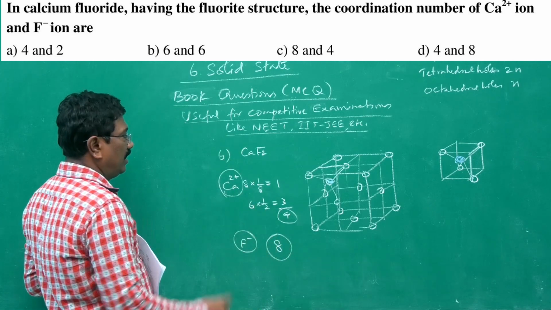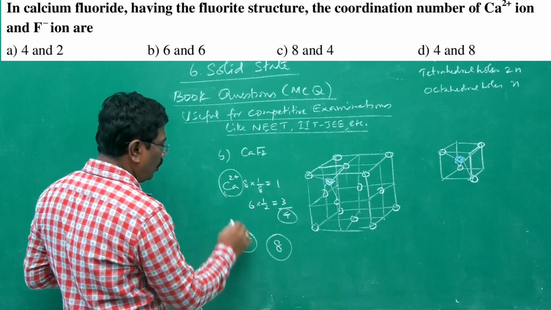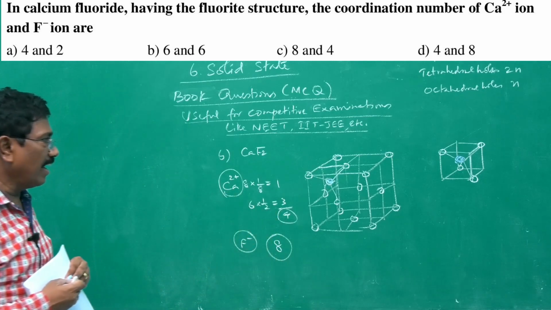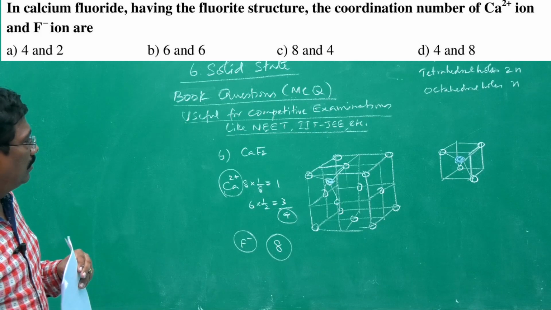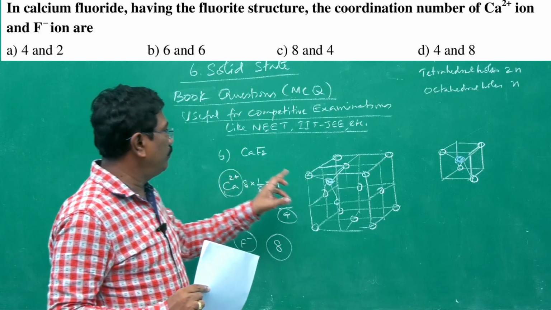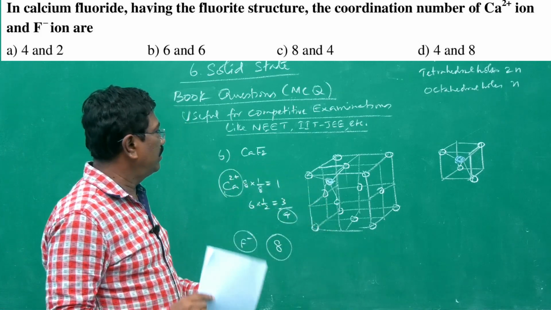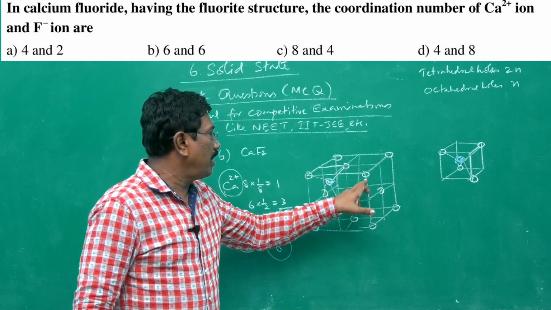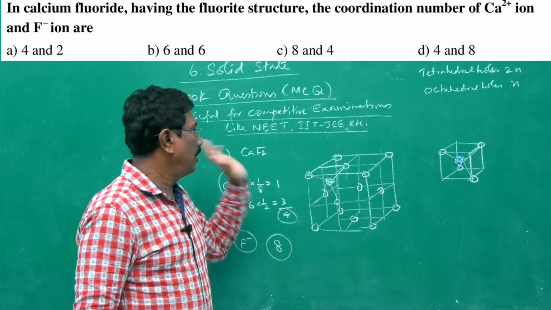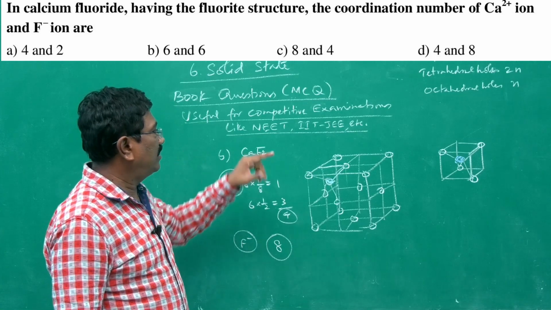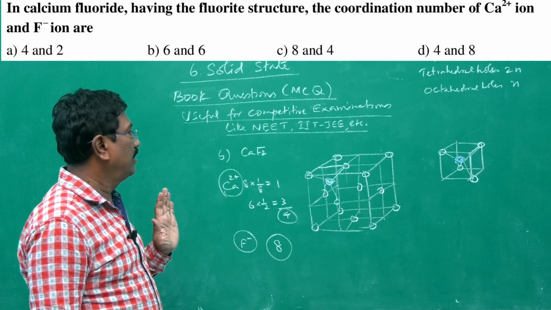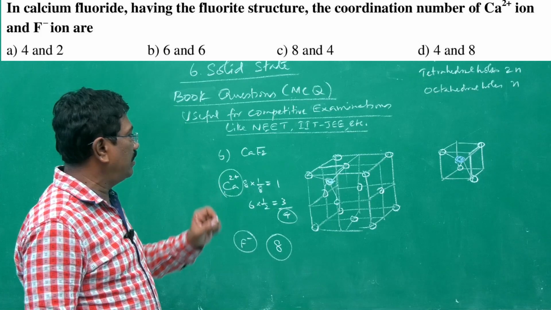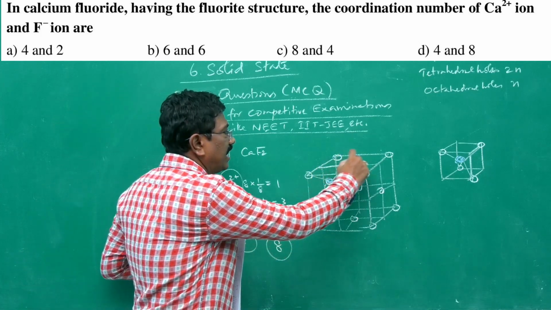And therefore, the number of calcium ions will be 4 and the number of fluoride ions will be 8. This is how the calcium fluoride is arranged. All the calcium ions are at the corners as well as at the center of the faces. Then the fluoride ions, where are they present? There are 8 segments.